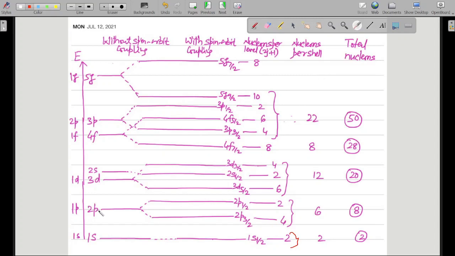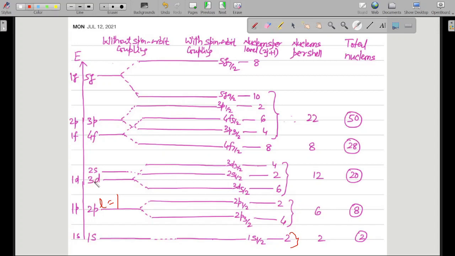Then what do we have? Then we have P. For P, L equal to 1. So 1 plus half and 1 minus half will be the two values, 3 by 2 and 1 by 2. So two values of J, 3 by 2 and 1 by 2. Now 2J plus 1 will be equal to 4. Now let us check: 2 plus 4 is equal to 6, so not a magic number. Then 2 into 1 by 2 plus 1 is equal to 2. So 2 plus 4 plus 2 is equal to 8. So this will be again a shell, with 8 nucleons.